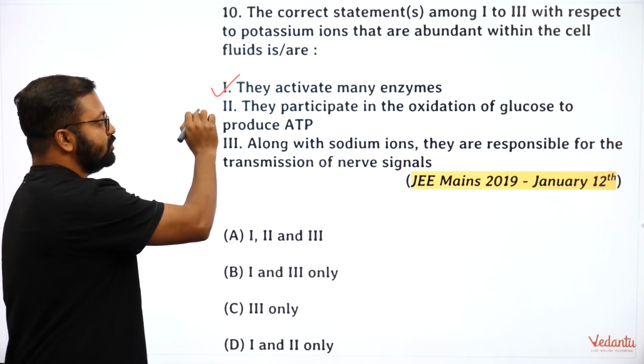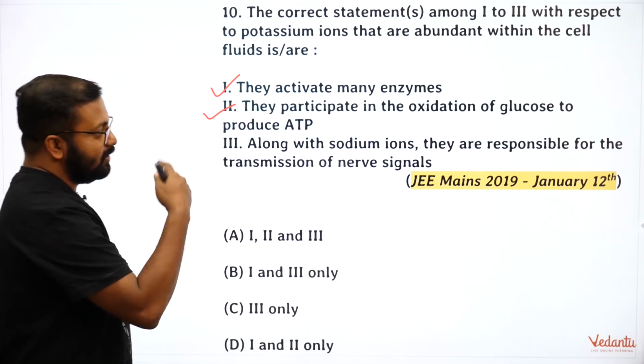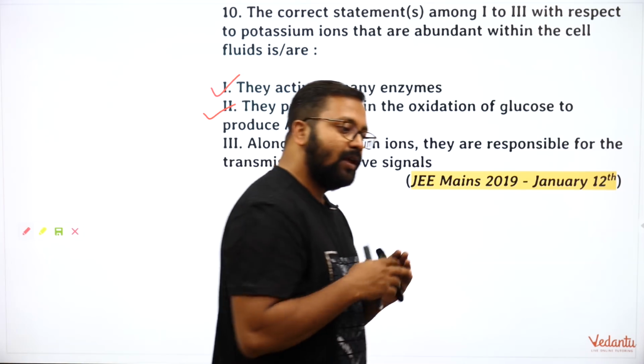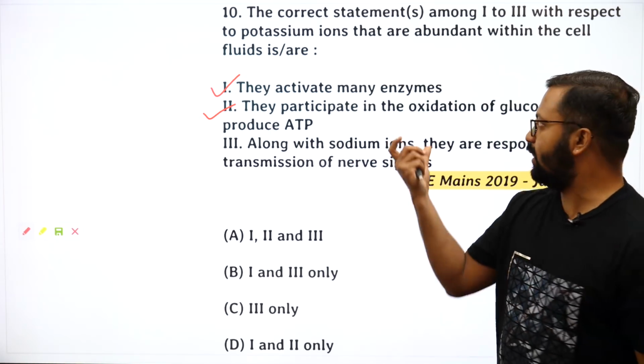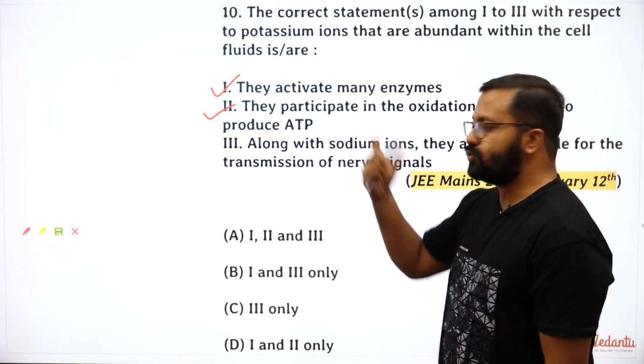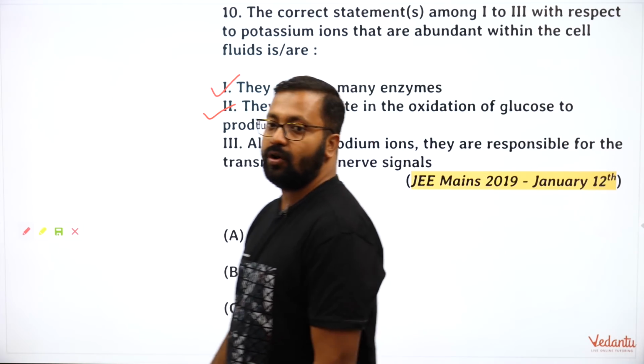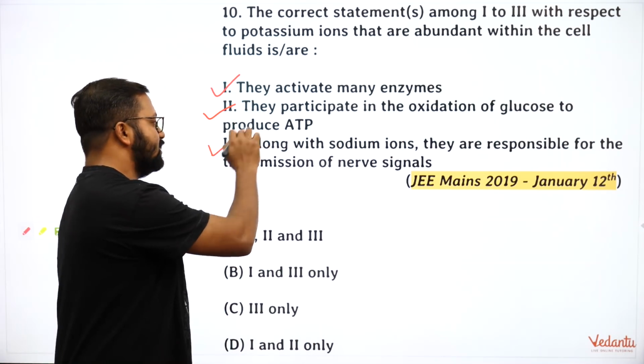The second option is also correct. They participate in the oxidation of glucose to produce ATP. They help in activating those enzymes which help in oxidation of glucose to ATP. Along with sodium, they are responsible for transmission of nerve signals. This is very, very simple to know.